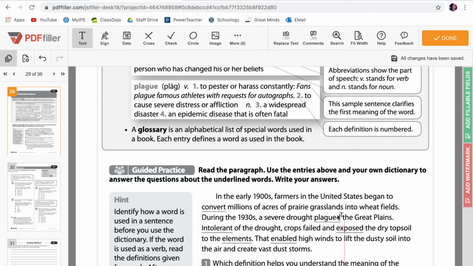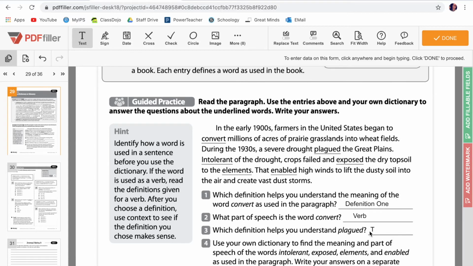Again, it's a verb. If it's ending in ed, it's usually going to be a verb, unless it's a verbal and it's being used as like a gerund. But here it is being used as a verb. So we know that it's going to be either the first or second definition, not the third or the fourth, because the first and second are verbs. So is it to pester or harass, or to cause severe distress or affliction? So if a severe drought happened, is that pestering or harassing something? No, it's going to be our second definition because it's causing distress. So we're going to say definition 2.